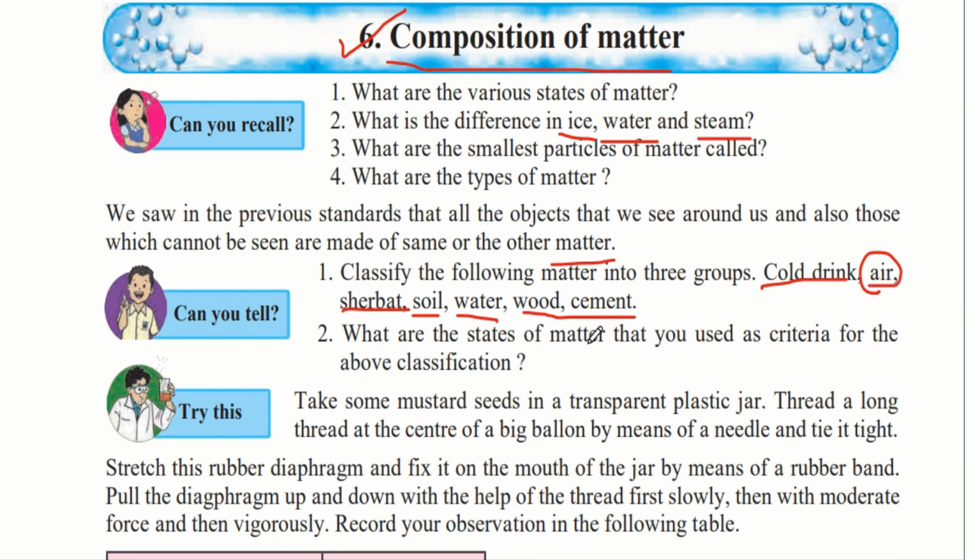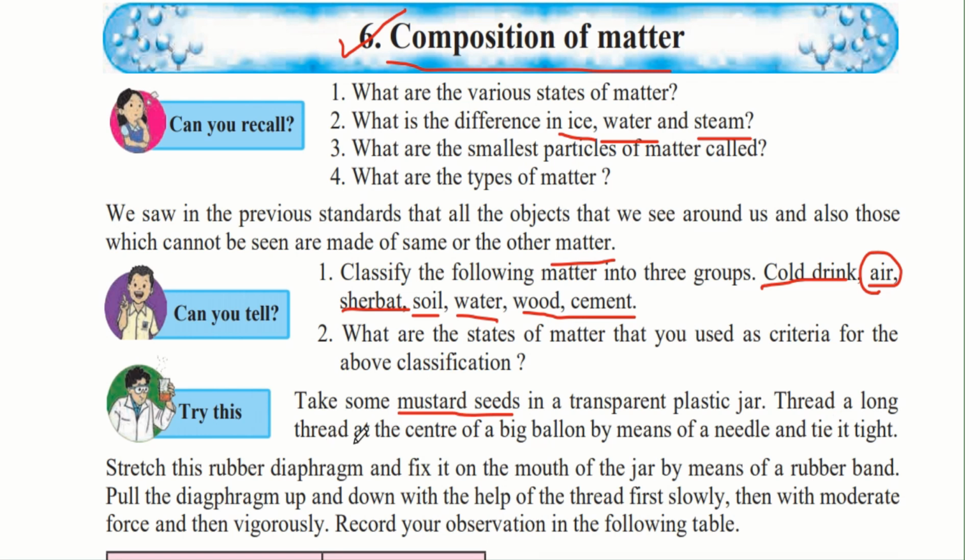What are the states of matter that you used as criteria for the above classification? So when we were classifying these into solid, liquid and gases, we saw the consistency and how hard the substance is and whether we can see it or not. So therefore we use several criteria to classify these. Try this. Take some mustard seeds. Mustard seeds are very tiny black seeds that you will find in your kitchen. In a transparent plastic jar.